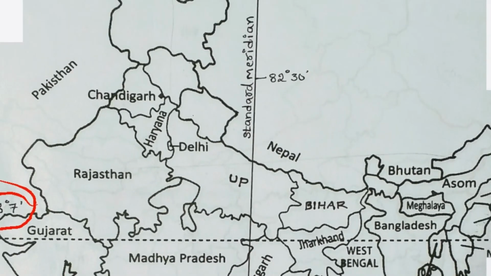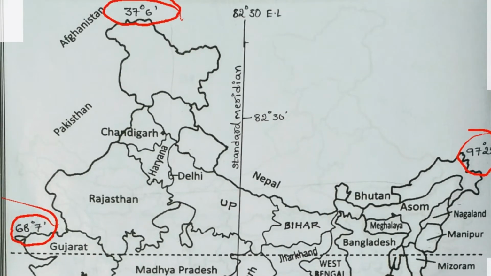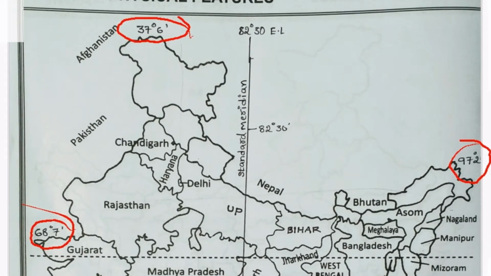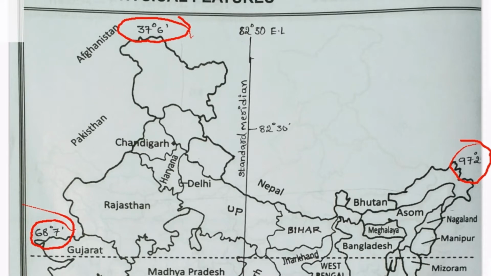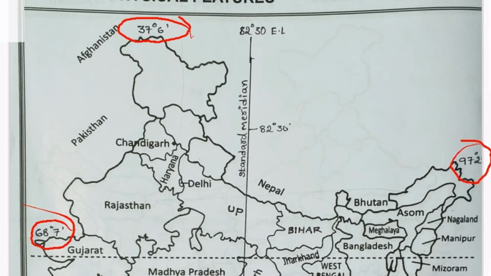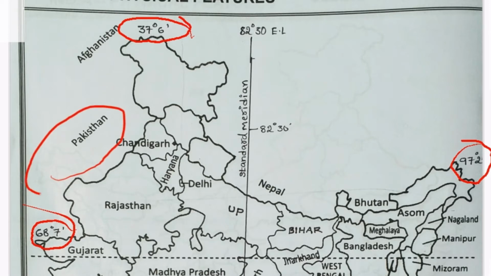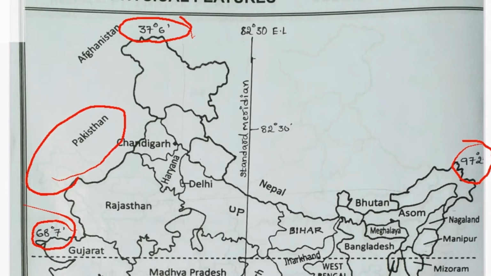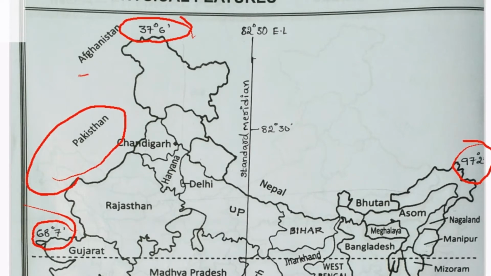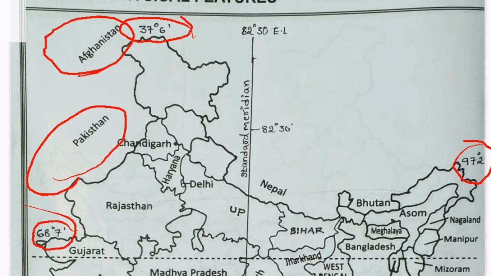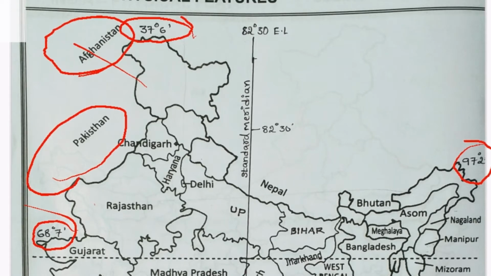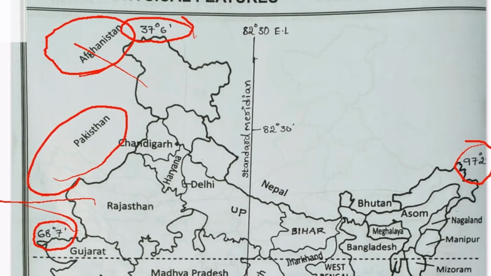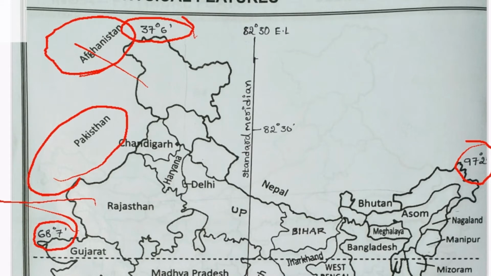And India has so many neighbor countries. Let's see what they are. One is Pakistan. Here Pakistan is on the west side of India. And Afghanistan is located in the northwest of India. This is called northwest, this is called west. So Pakistan is located on the west side of India and Afghanistan is located northwest of India.